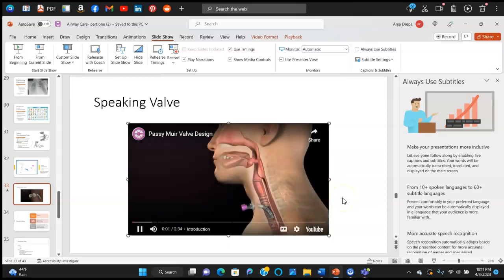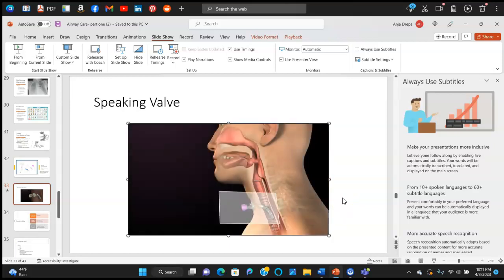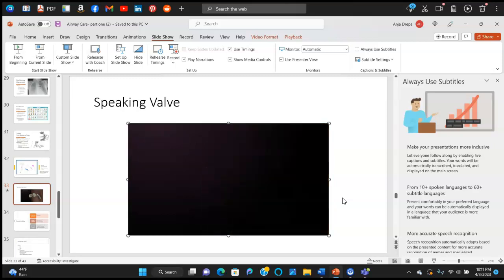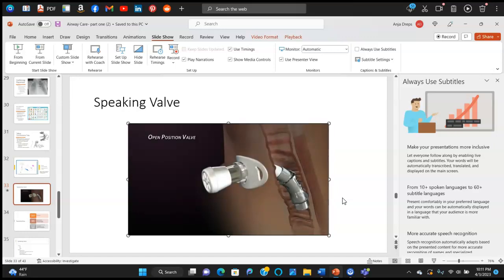The passimure tracheostomy and ventilator swallowing and speaking valves incorporate a unique patented design feature that translates into significant benefits which are exclusive to the biased closed position no-leak design. To understand the principle behind the passimure patented feature, it is important to first understand how an open position valve operates.